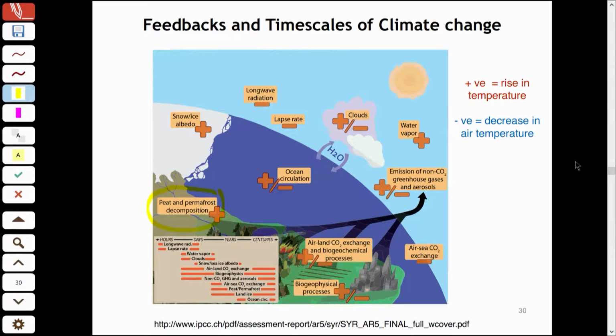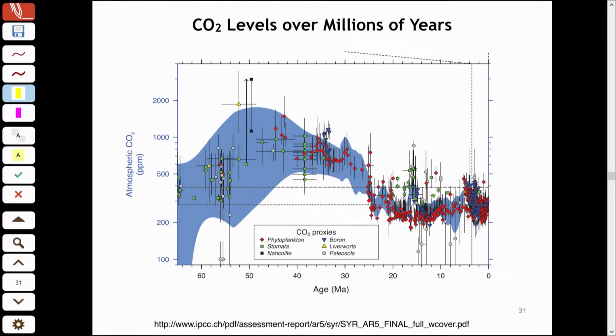So, out of this you can see there are some positives, which mean that as a result of this you will have an increase in temperature, and then there are also negatives which can lead to a decrease in air temperature. So, as a result of all these things, there has been continual change in the atmospheric concentration over millions of years, well before man was born.